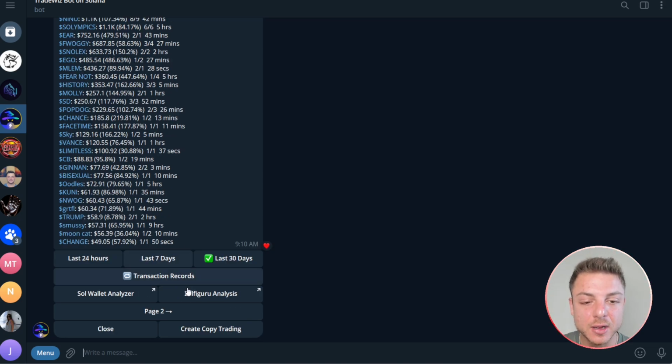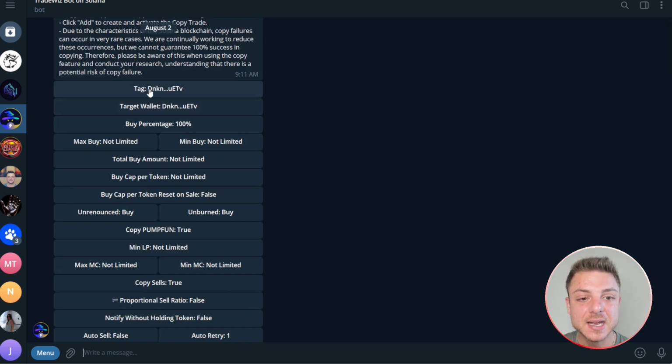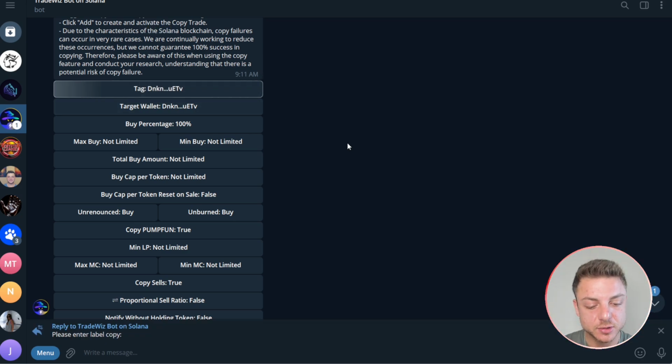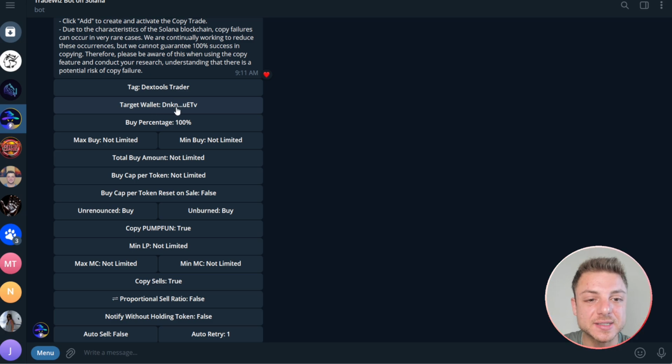And with TradeWiz bot, we can just come down here and create copy trading. Very, very easy. It's already copied his tag right here, so we can put in a new tag. Let's put Dextools trader right here. And then we can see we've got Dextools trader and his target wallet.